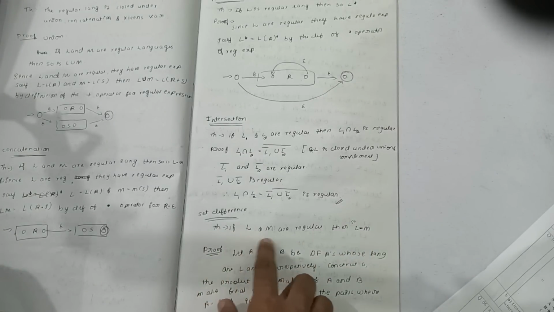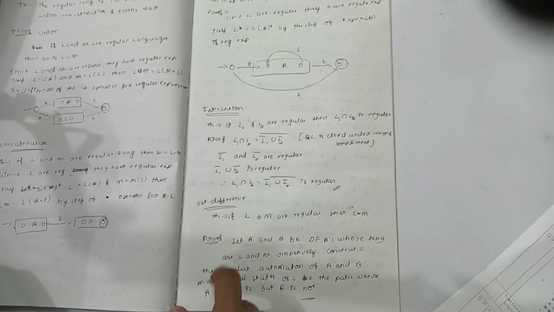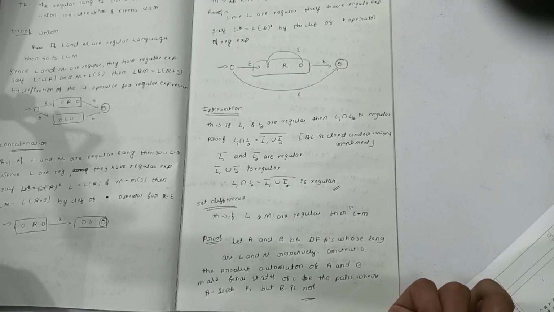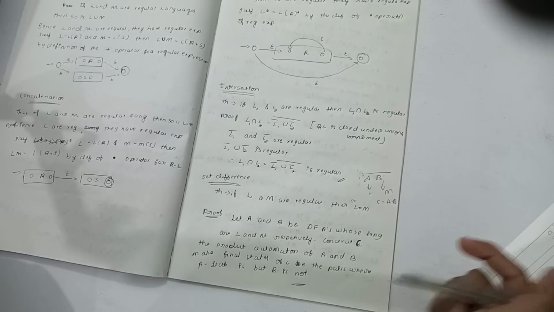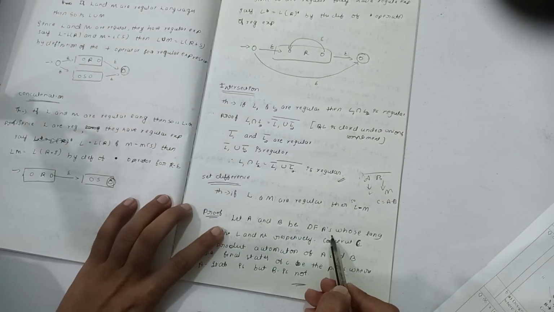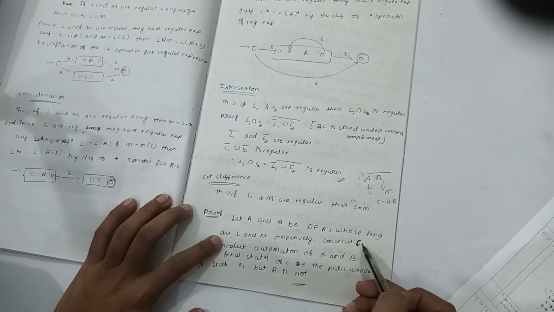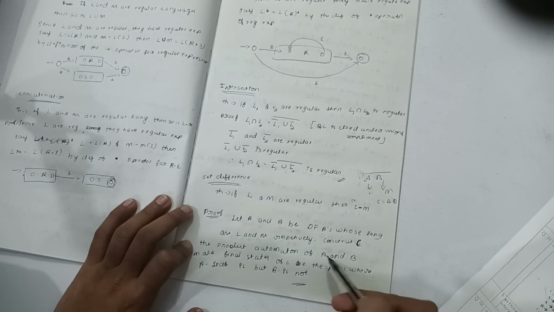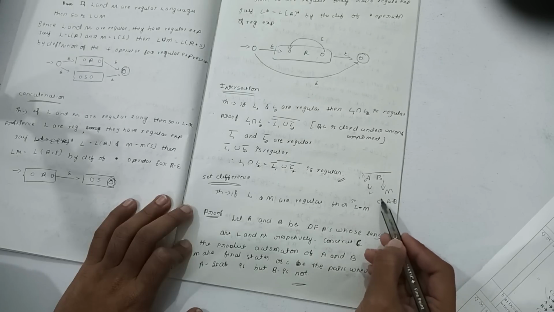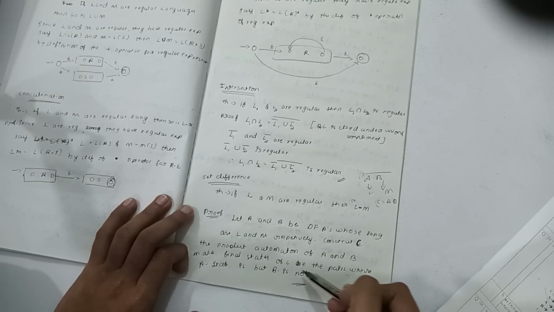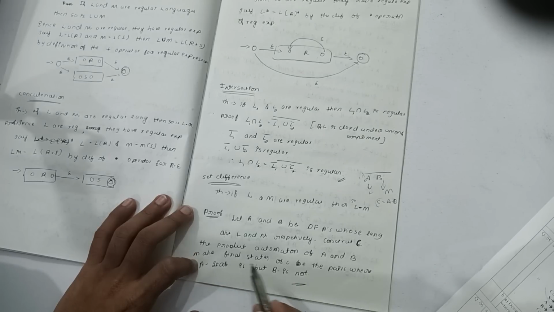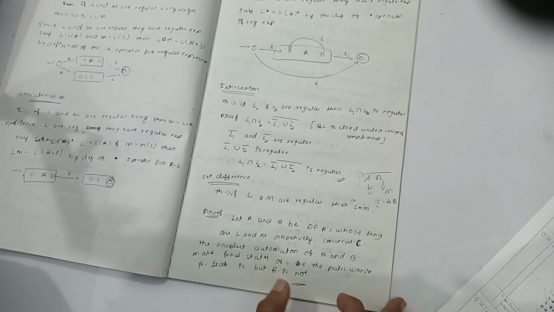After that, set difference: if L and M are regular, then L minus M is regular. The proof is: let A and B be DFAs whose languages are L and M respectively. Construct C, the product automaton of A and B. The final states of C are the pairs where A's state is final but B's is not. So write this, try to mark.